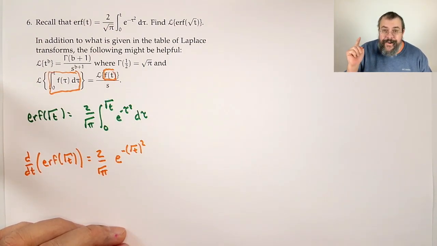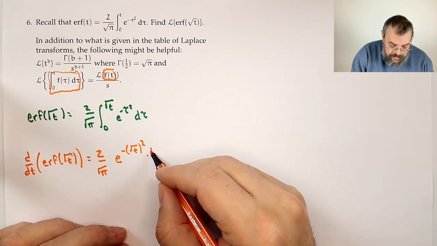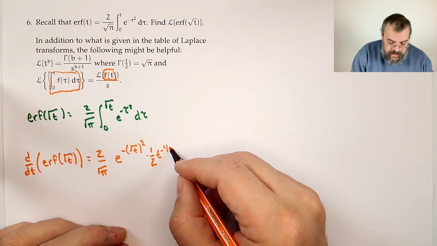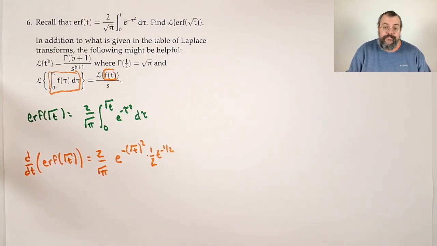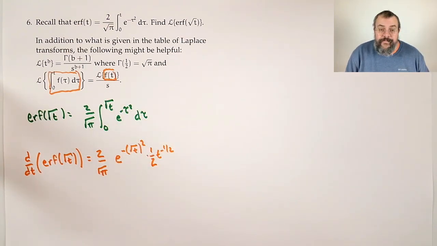All right. Now, I said chain rule. What else do we need to do? We have to multiply by the derivative of square root of t. So derivative of square root of t, well, half comes down, t to the minus 1/2. All right, so that's the derivative of the ERF function. So fundamental theorem of calculus with the chain rule.